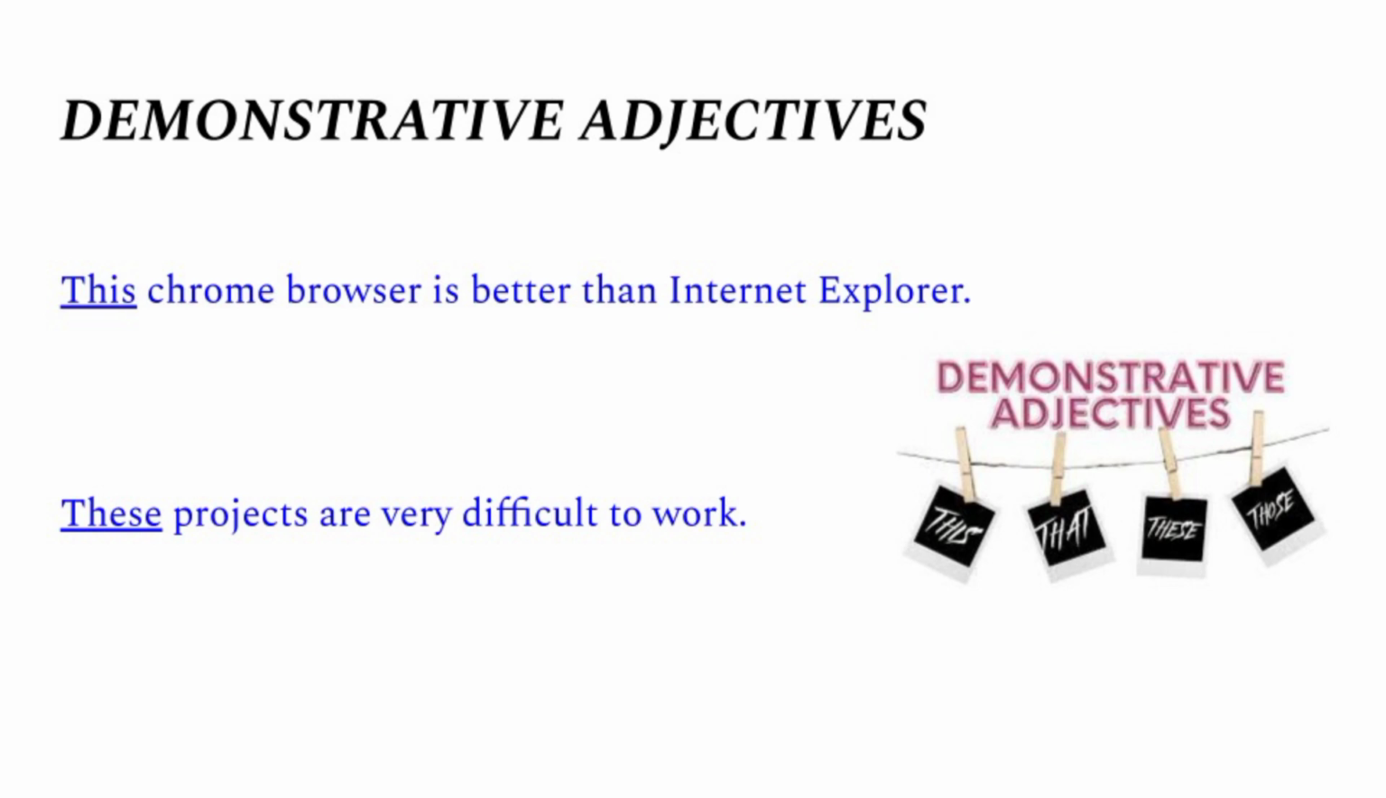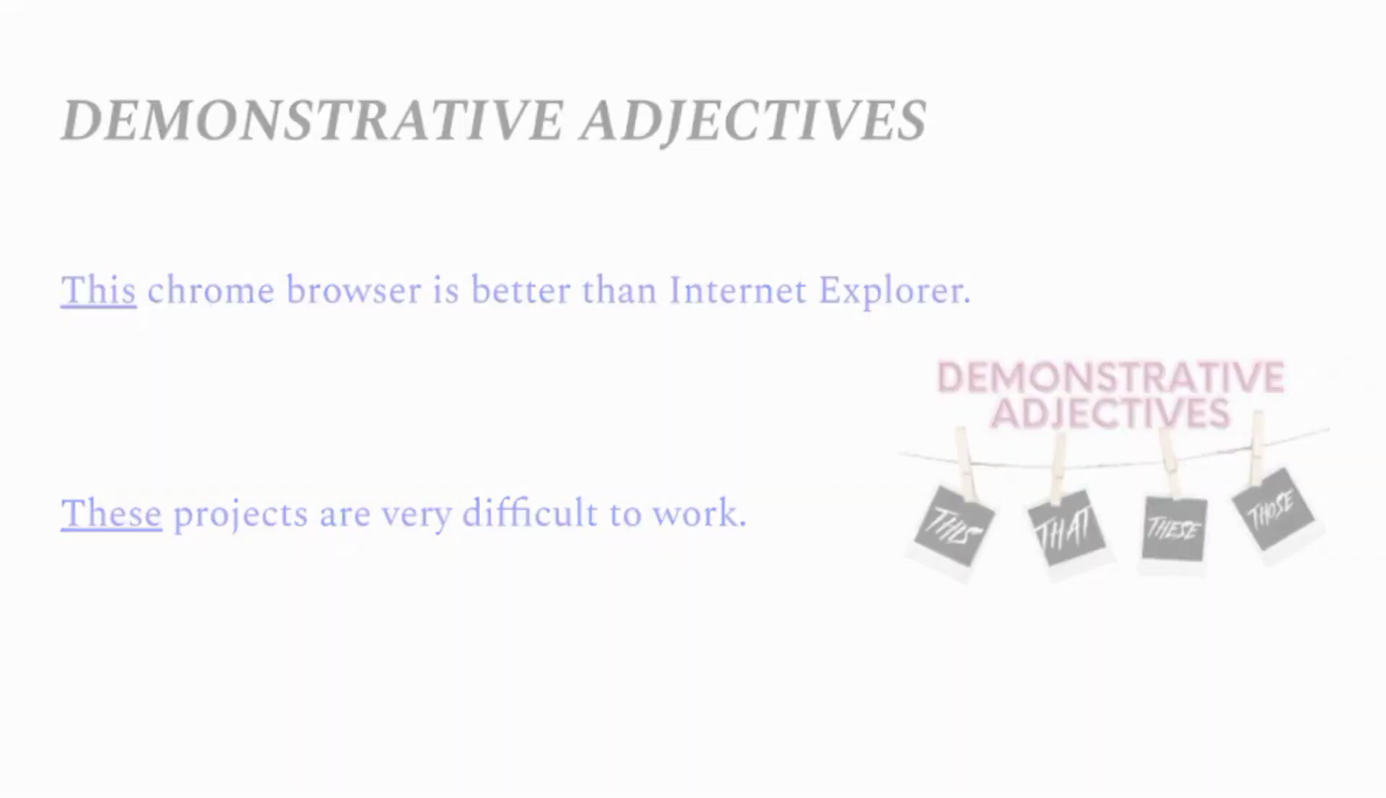Demonstrative adjectives. They point out a person, thing, or animal. For example, this Chrome browser is better than Internet Explorer. These projects are very difficult to work on. This, that, these, those all come under demonstrative adjectives. Let's look into the next type of adjective.